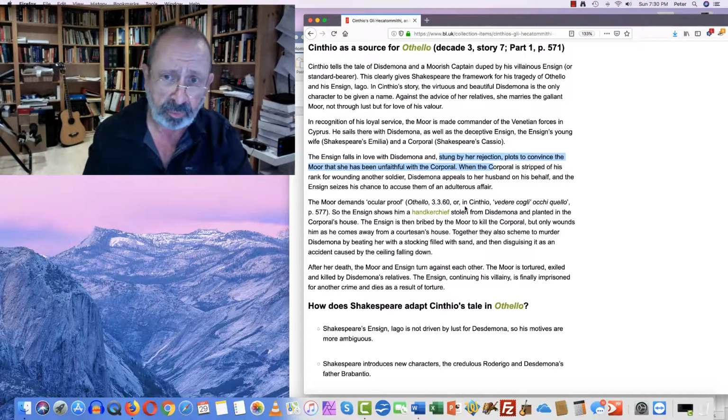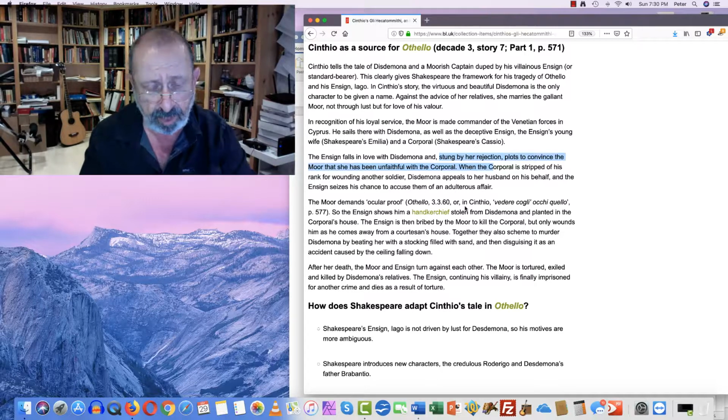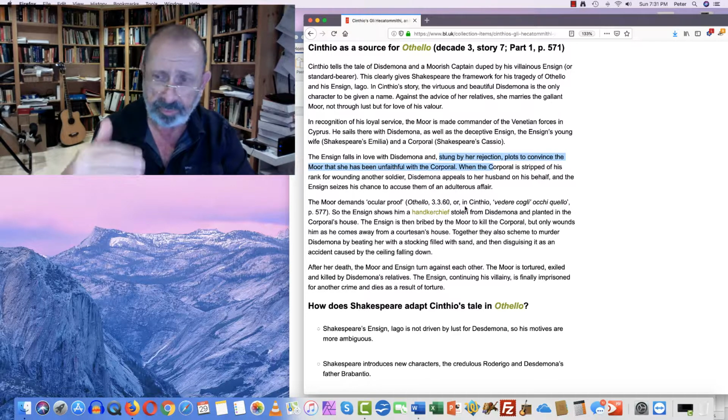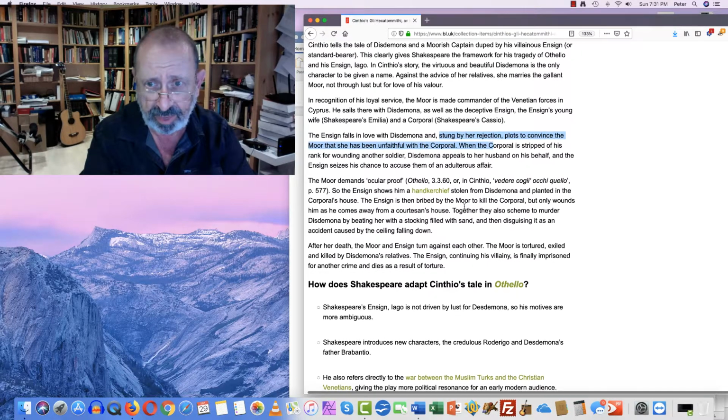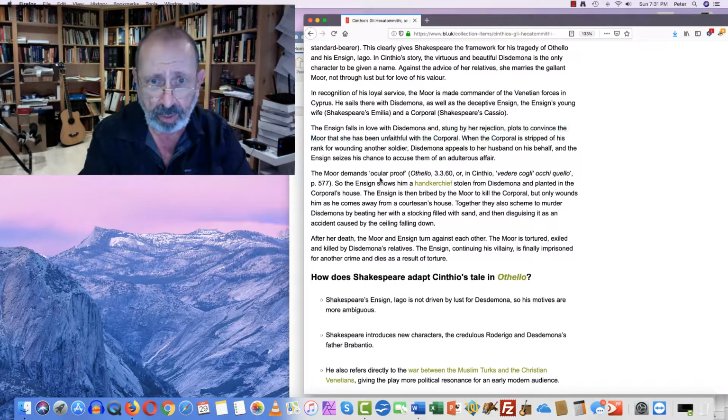But this is absolutely critical because in Cinthio, Iago has a motivation for hating the Moor. In Shakespeare, he doesn't. And this makes Iago that much more cryptic a character, because we really can't penetrate through all of the layers that he has going for him. Also in Cinthio, the Moor demands ocular proof, which is very interesting because this is very much, as I'll show you, a play about seeing.